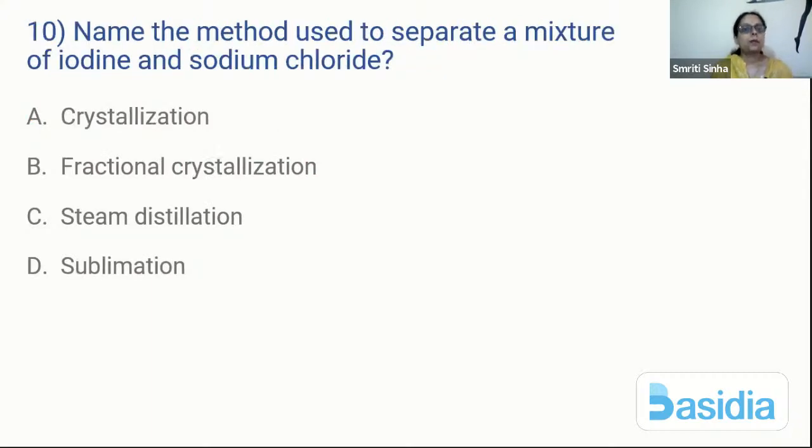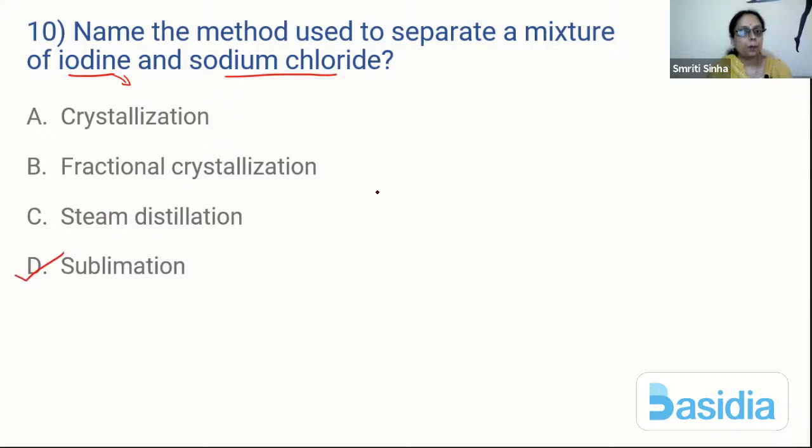Next, name the method used to separate a mixture of iodine and sodium chloride. So how come you can separate a mixture of iodine and sodium chloride? Iodine and sodium chloride both are actually solids. Out of these two, you can separate them. Iodine is a sublimable substance, so you can separate them by sublimation.